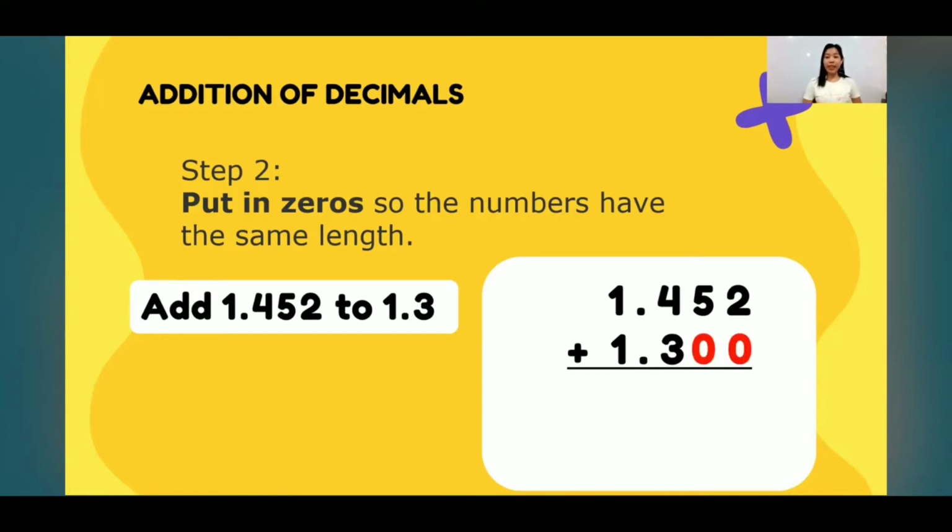For step 2, kindly read. Thank you. Put in zeros. Well, this one is up to you. If you think that not putting in zeros is easier for you, you may do it. But I think putting in zeros in the equation will be much better because it makes the numbers have the same length. If you will not put in zeros, you will just simply bring down the numbers. It's just that putting in zeros will give us a better view for our equation.